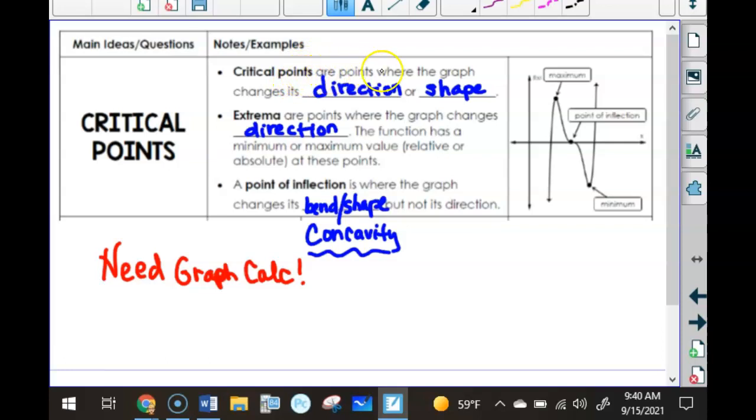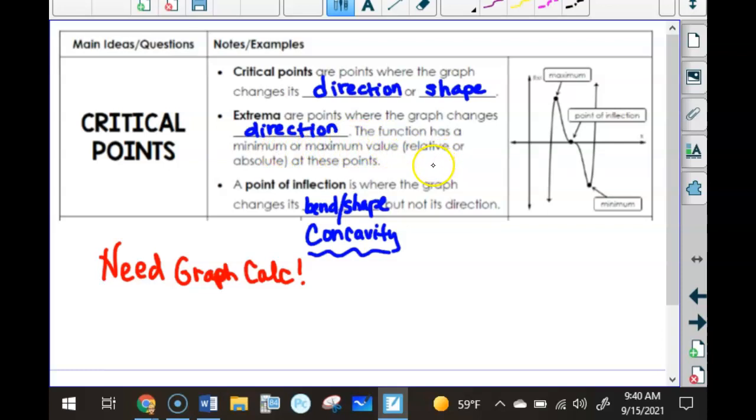Critical points are points where the graph changes its direction or shape. Extrema are points where the graph changes direction. In other words, it was going up and then it starts coming down. There's a maximum there. If it was going down and it starts coming up, then there's a minimum there. Okay, the function has some kind of minimum or maximum value at these points.